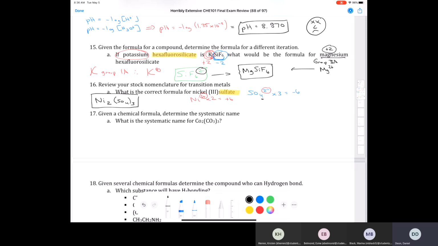The next one is just turning it around, doing a 180, and it says, if I give you a formula, determine the name for this. And again, you have to be Johnny on the spot with the polyatomic ions. Could anybody tell me what the name of this polyatomic ion is? Again, you can unmute your mic or you could type it out. Either way is fine.